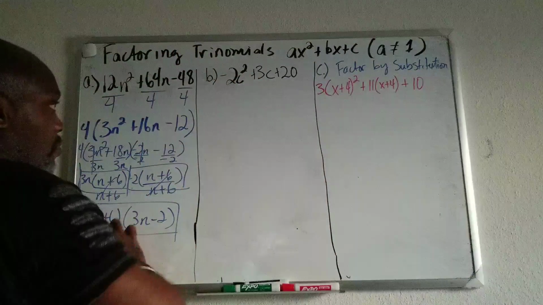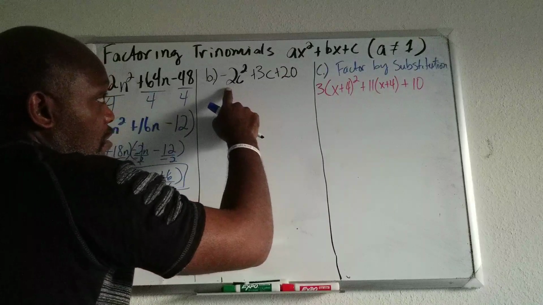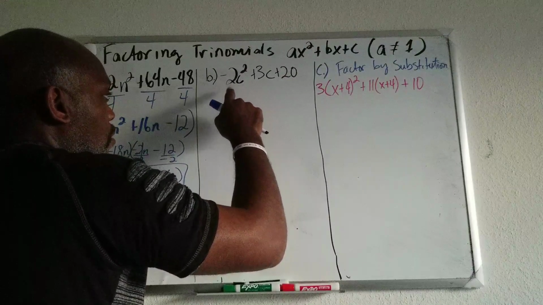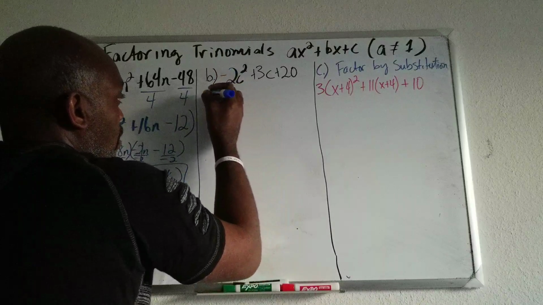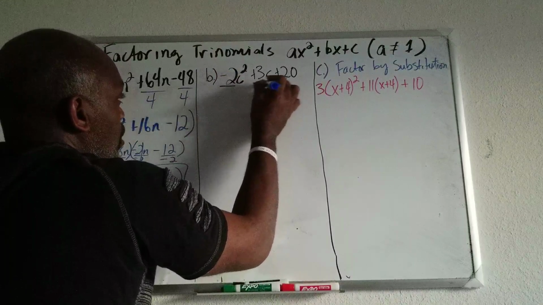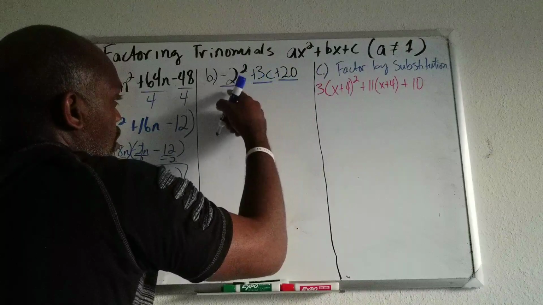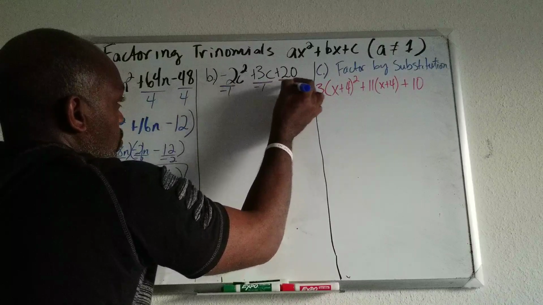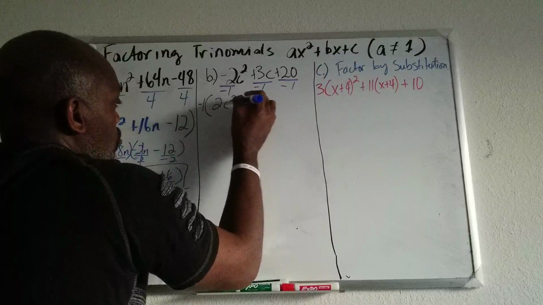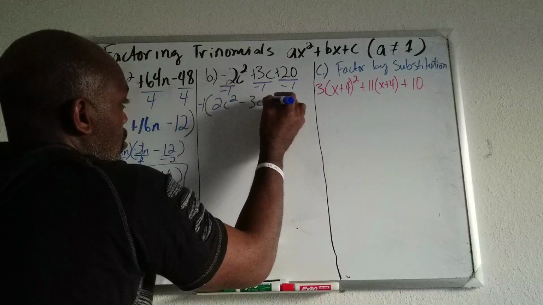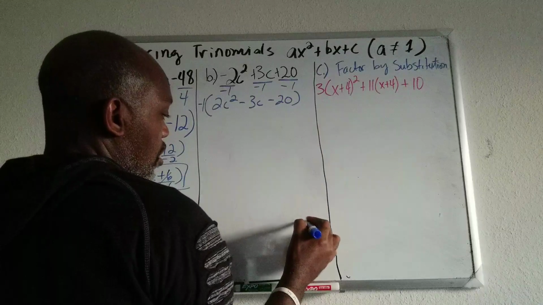All right, so same process here. Notice that the term is not 1. But it is a negative, so we have to factor out that negative. So is it negative 2? No, just negative 1. So we're going to factor out negative 1. So the negative 1 will be out here. We're left with 2c squared minus 3c minus 20, right? And so we're going to look at negative 20.